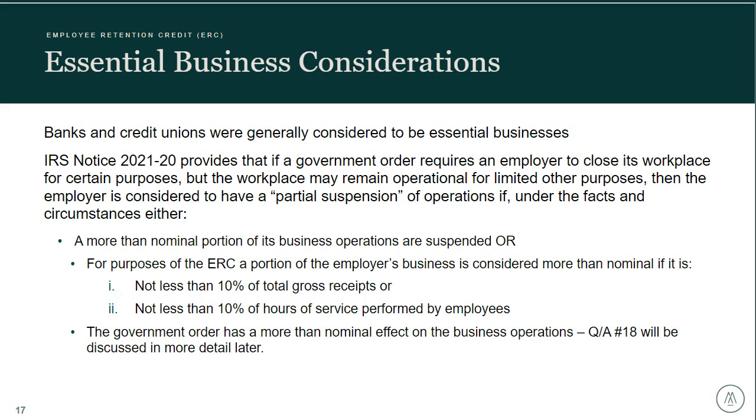If we're able to do that, then I think there's an argument to be made that the more than nominal test is passed. And then lastly, one of the other things that we're going to talk about is if a government order has a more than nominal effect on business operations. And that's going to be in Q&A 18 of Notice 2021. So these are some additional considerations that we're going to get to later that may be available.